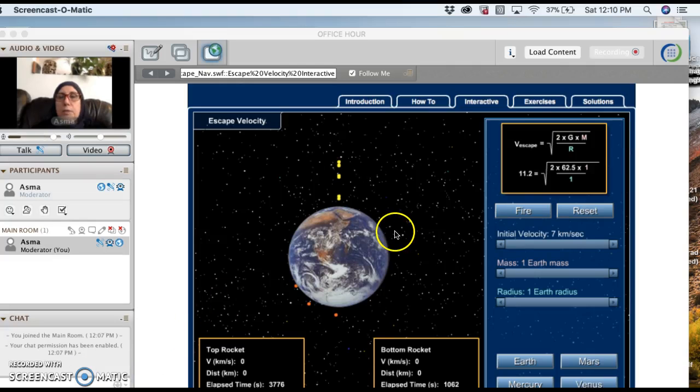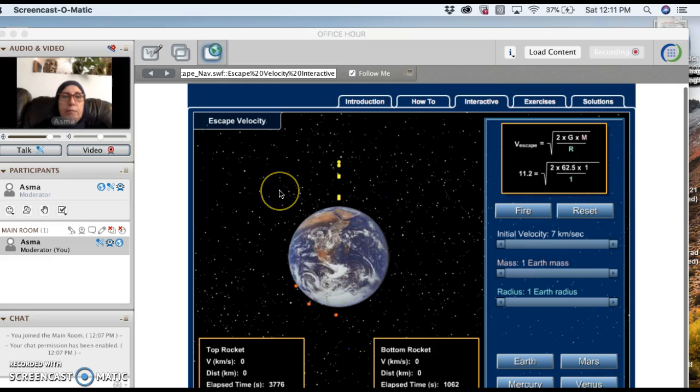Hi, here I just want to show you how to use this simulation. This is just to show you what the escape velocity of the Earth is, and also to talk about what the correct velocity is to send satellites with.